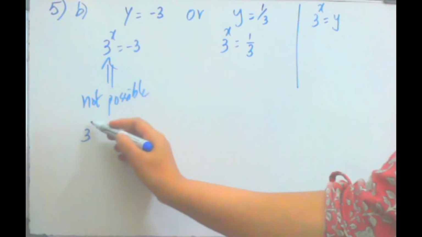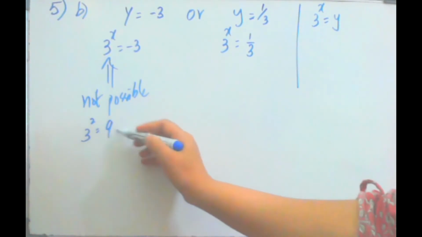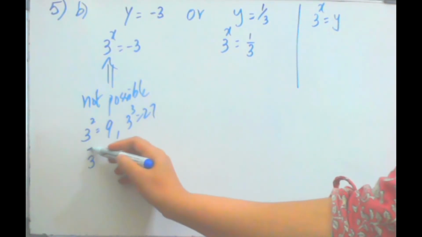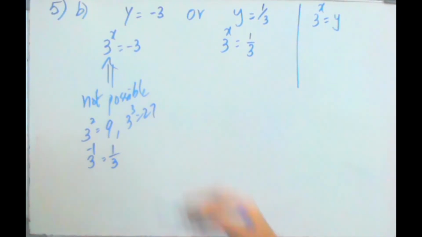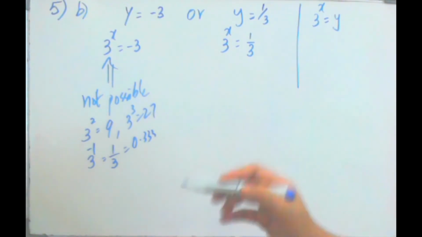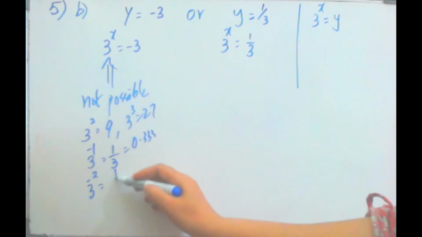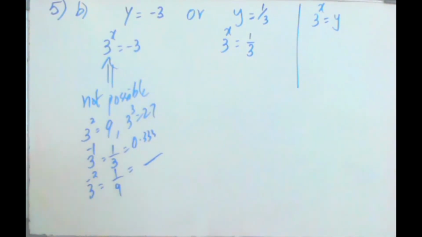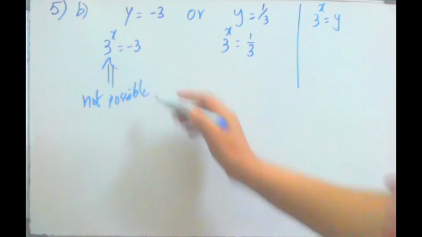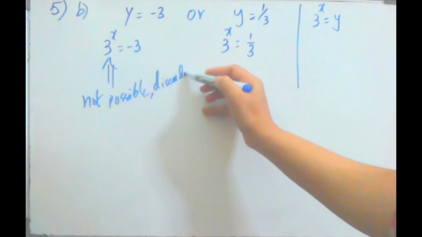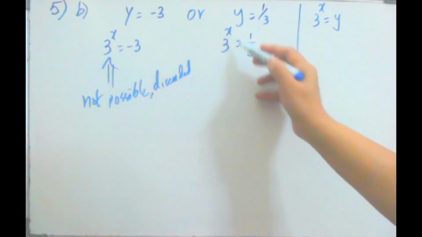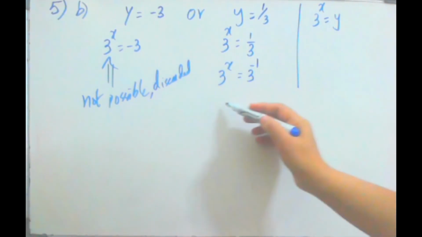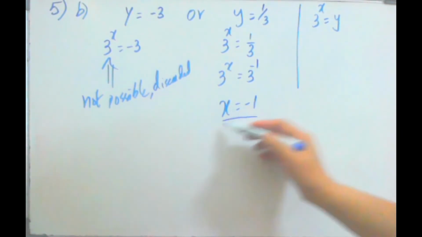So we can test that. Any positive number as x will give us a positive result. Whereas if x is negative, suppose x is minus 1, it is 3 power minus 1, we get 1 over 3, which is still a positive value, 0.33. If x is minus 2, we get 3 power minus 2, which is 1 over 9, again a positive value. So this equation doesn't hold good. We will discard this value, not possible, hence discarded. So we end up with 3 power x equal to 1 over 3. This can be written as 3 power minus 1. So from here it follows that x is equal to minus 1.